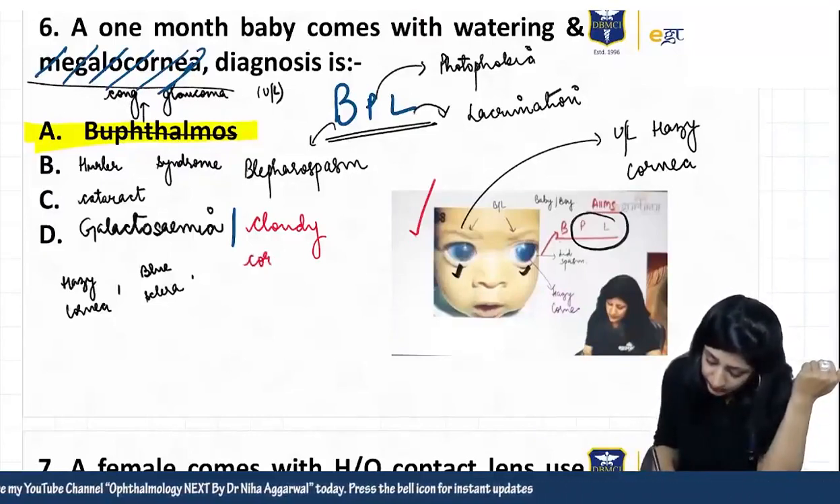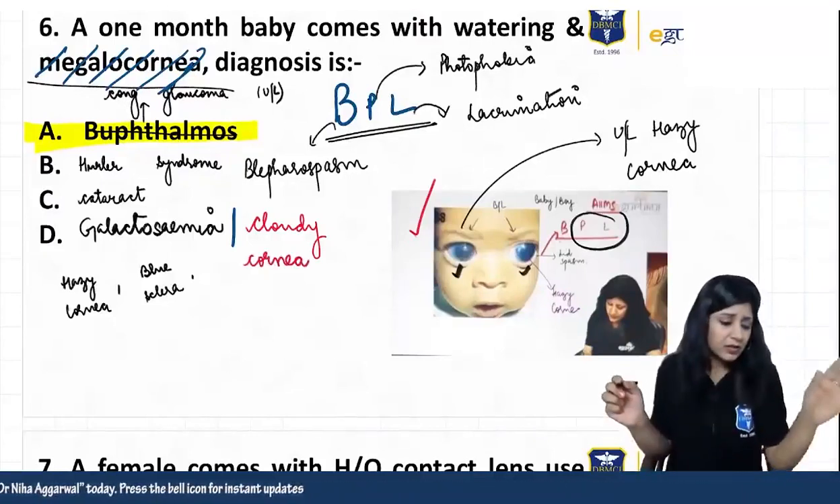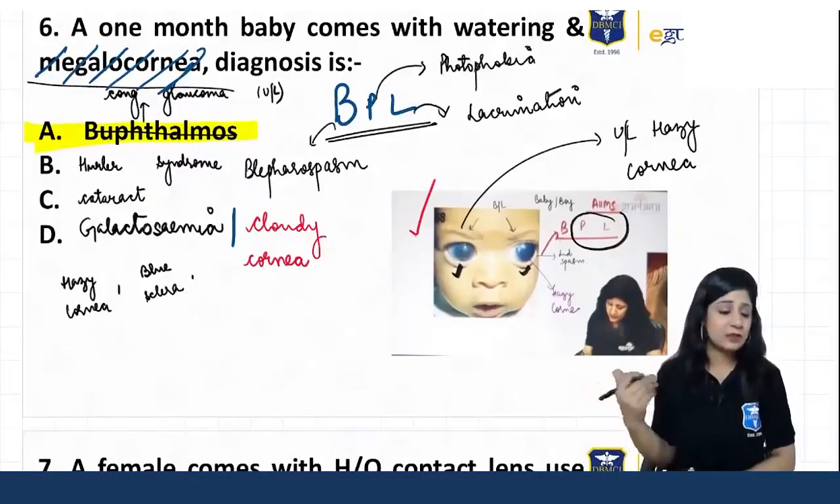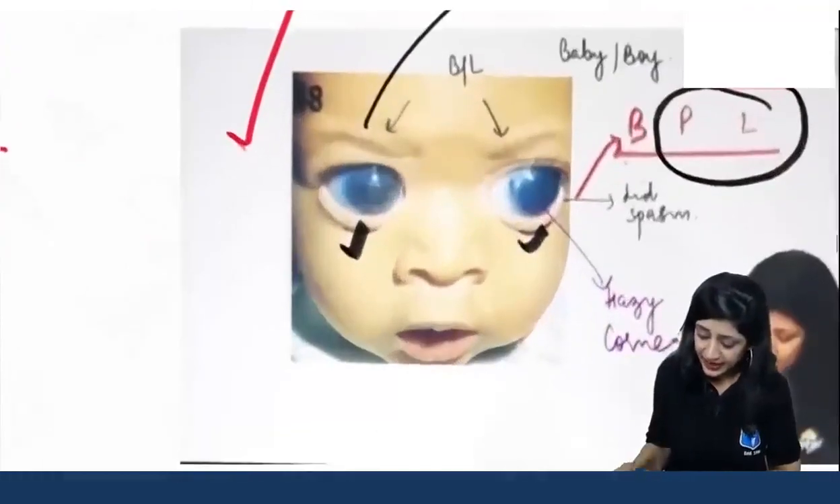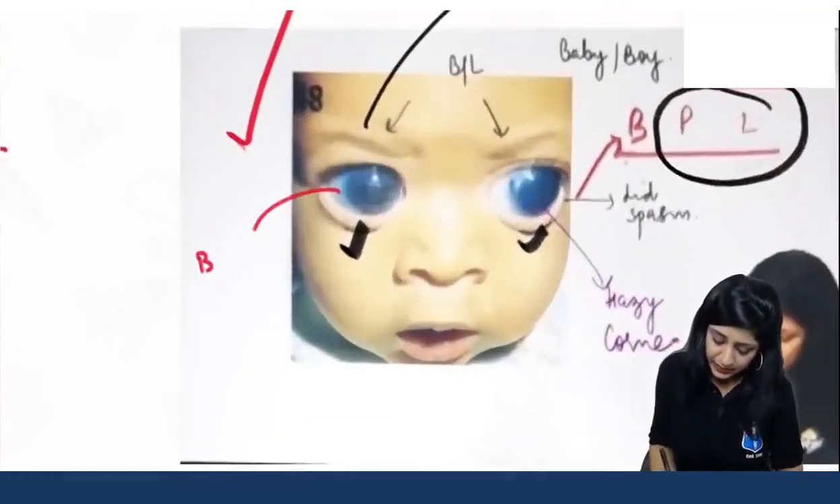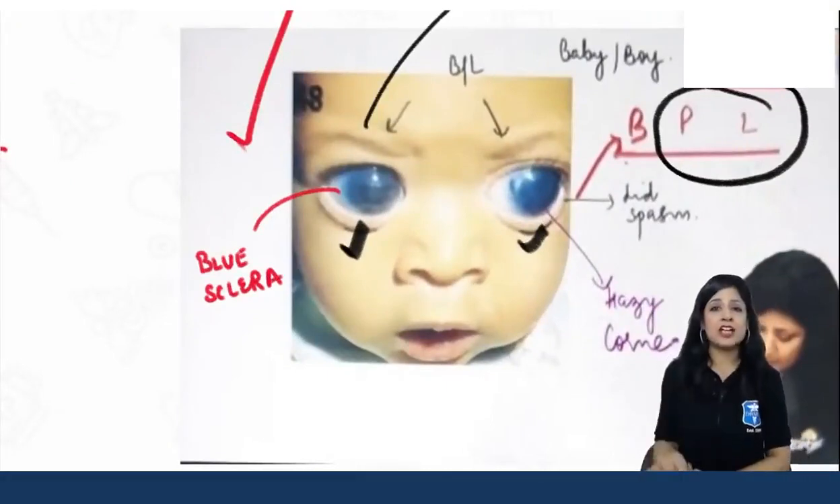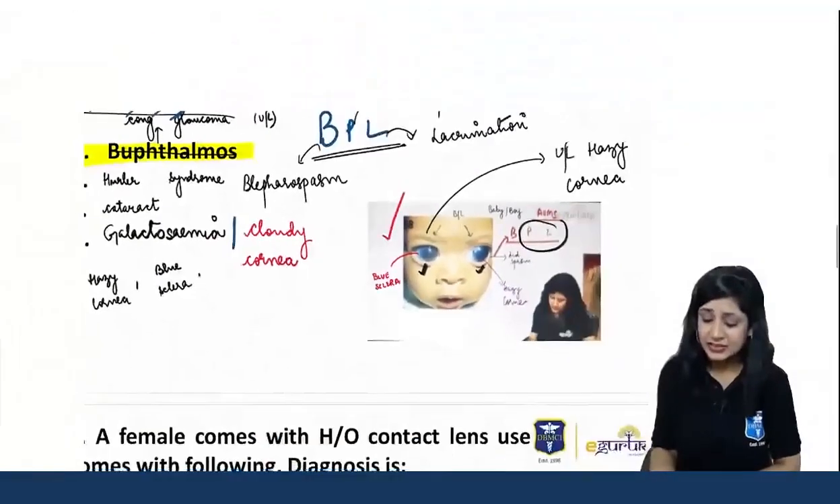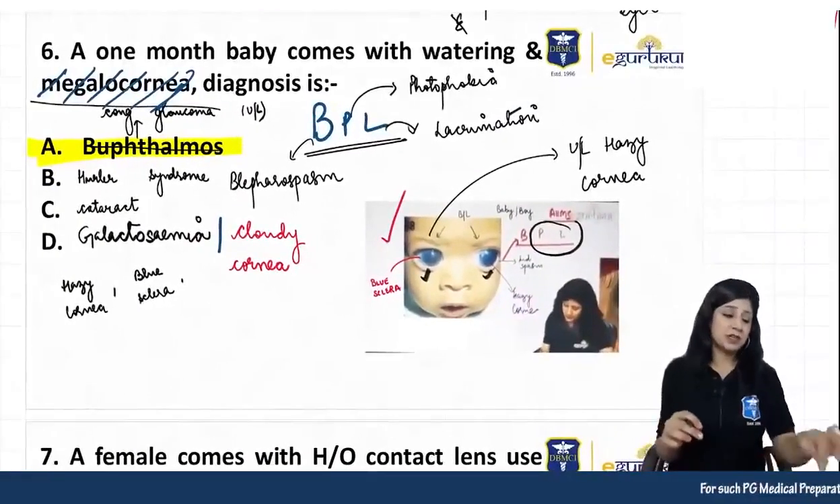Cloudy cornea. Okay? One eye was white and one eye was hazy. One eye was having a blue sclera. Blue sclera is here also, this blue sclera. So I think you were able to judge it fine, right? The same image has come, so it's even better. And I think a similar question we have discussed so many times.